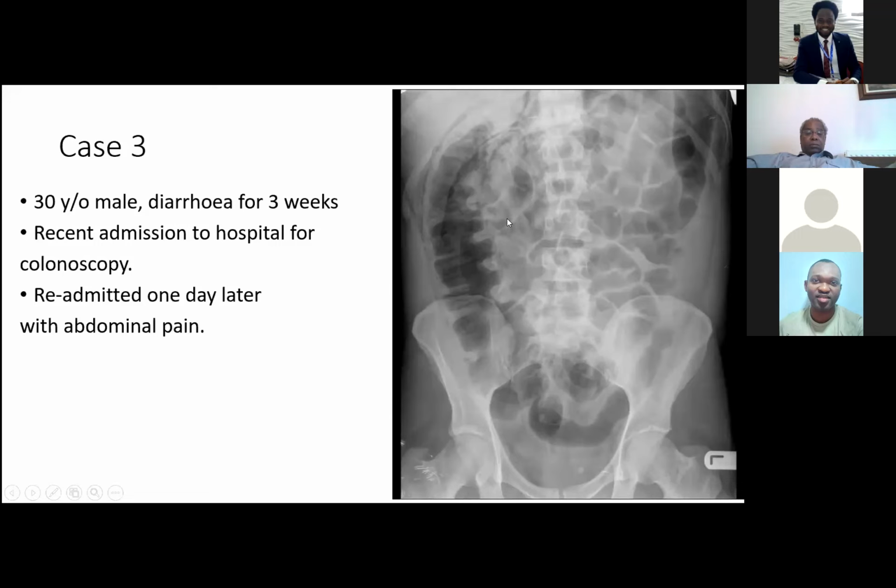Now, again, I'm just going to throw it back to you guys. Can anybody spot anything abnormal in this X-ray of the abdomen? Dr. Bukbola?